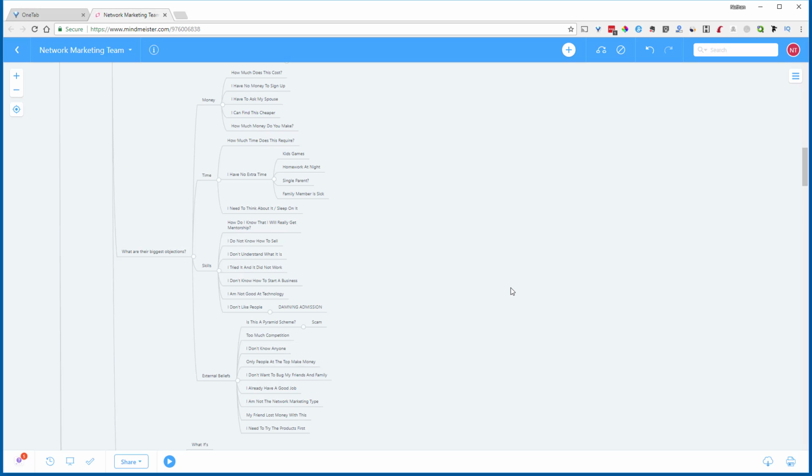Then it goes into the skills, right? So maybe I don't know that I'll really get the mentorship that I'm after or the training that I need. I don't know how to sell. I don't understand what this is or what this is about. Or I've tried this and it didn't work. Or I don't know how to start a business. I don't know how to do marketing. I don't know how to present myself. I don't know how to do technology. And some people just don't like people, right? So these are all some of the things that could be objections for your target market.